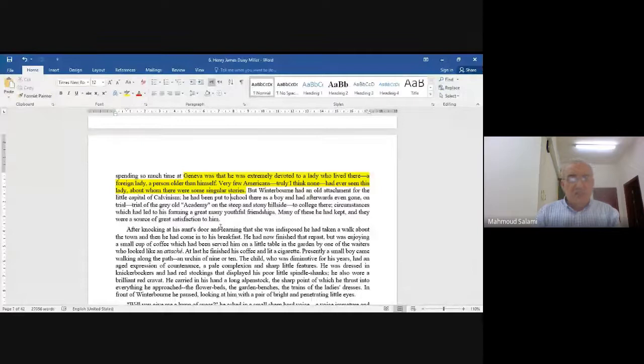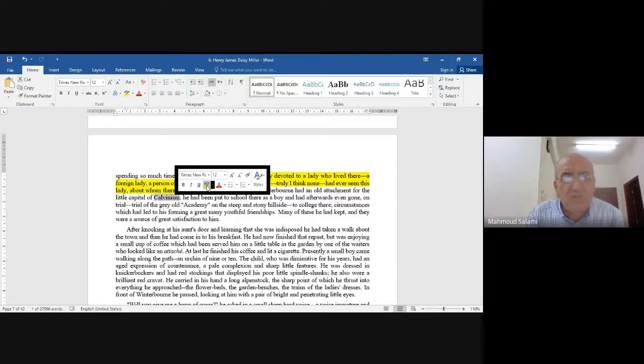Winterbourne, I think, had an old attachment for the little capital of Calvinism. And I think here it has to do with his own philosophy of life, and Calvin later on. Maybe I will pick up this point later on with you next time.